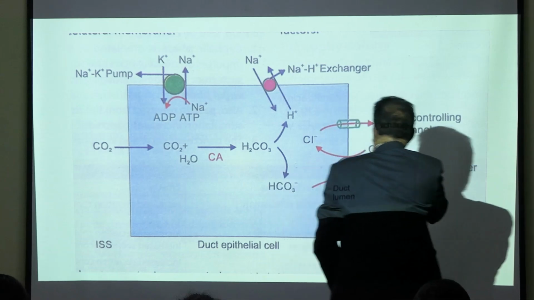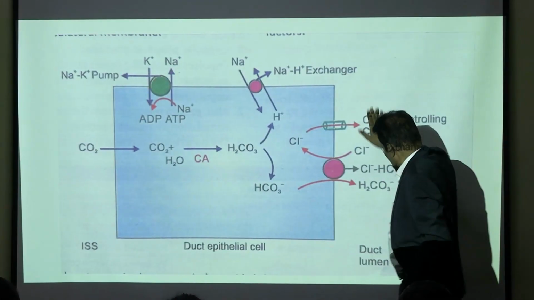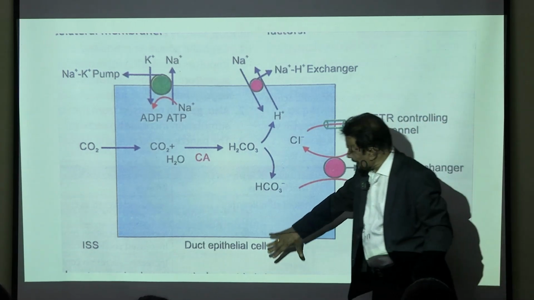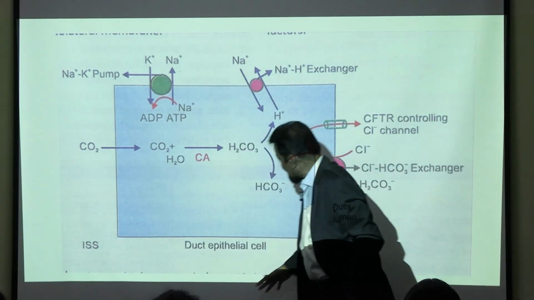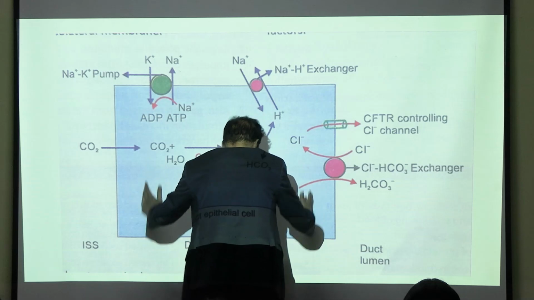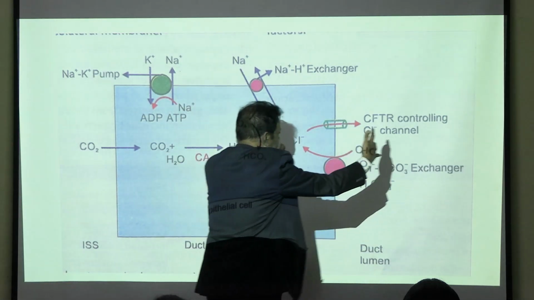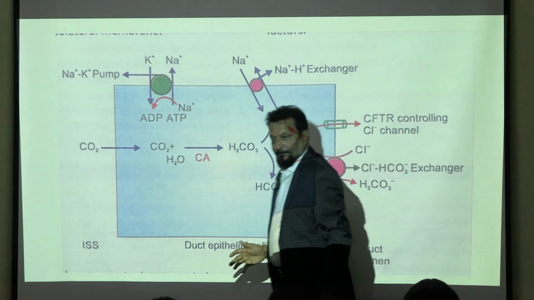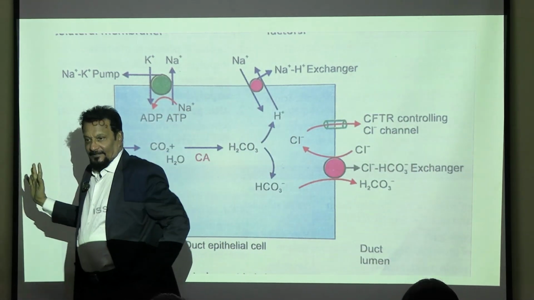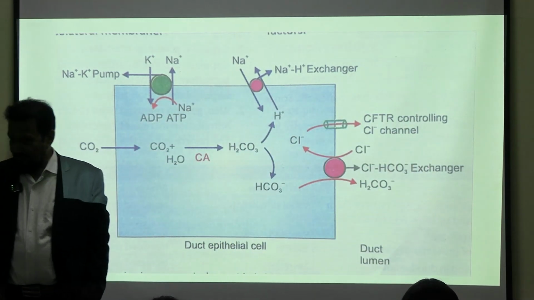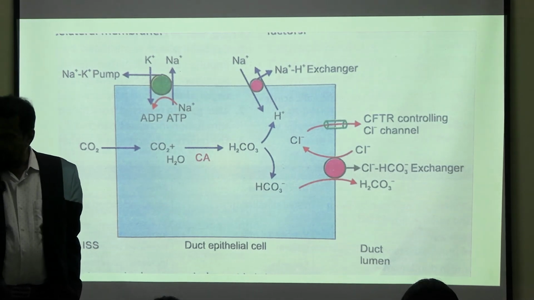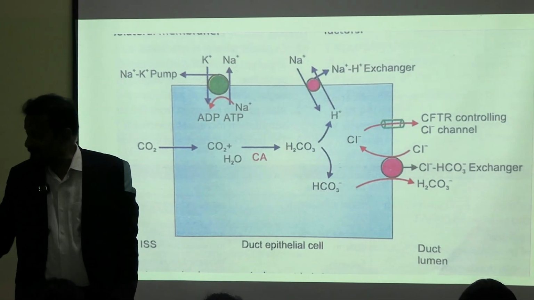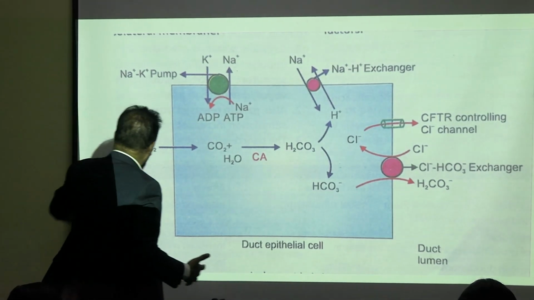A question may come. This is the lumen, and on this side other ductal cells are there, a lot of ductal cells. This is the lumen, here also ductal cells. This side is interstitial fluid. Blood is also there, plasma is also there, on this side.